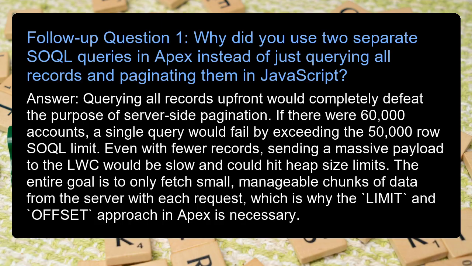Follow-up question 1. Why did you use two separate SOQL queries in Apex instead of just querying all records and paginating them in JavaScript? Answer: querying all records up front would completely defeat the purpose of server-side pagination. If there were 60,000 accounts, a single query would fail by exceeding the 50,000 row SOQL limit. Even with fewer records, sending a massive payload to the LWC would be slow and could hit heap size limits. The entire goal is to only fetch small, manageable chunks of data from the server with each request, which is why the limit and offset approach in Apex is necessary.